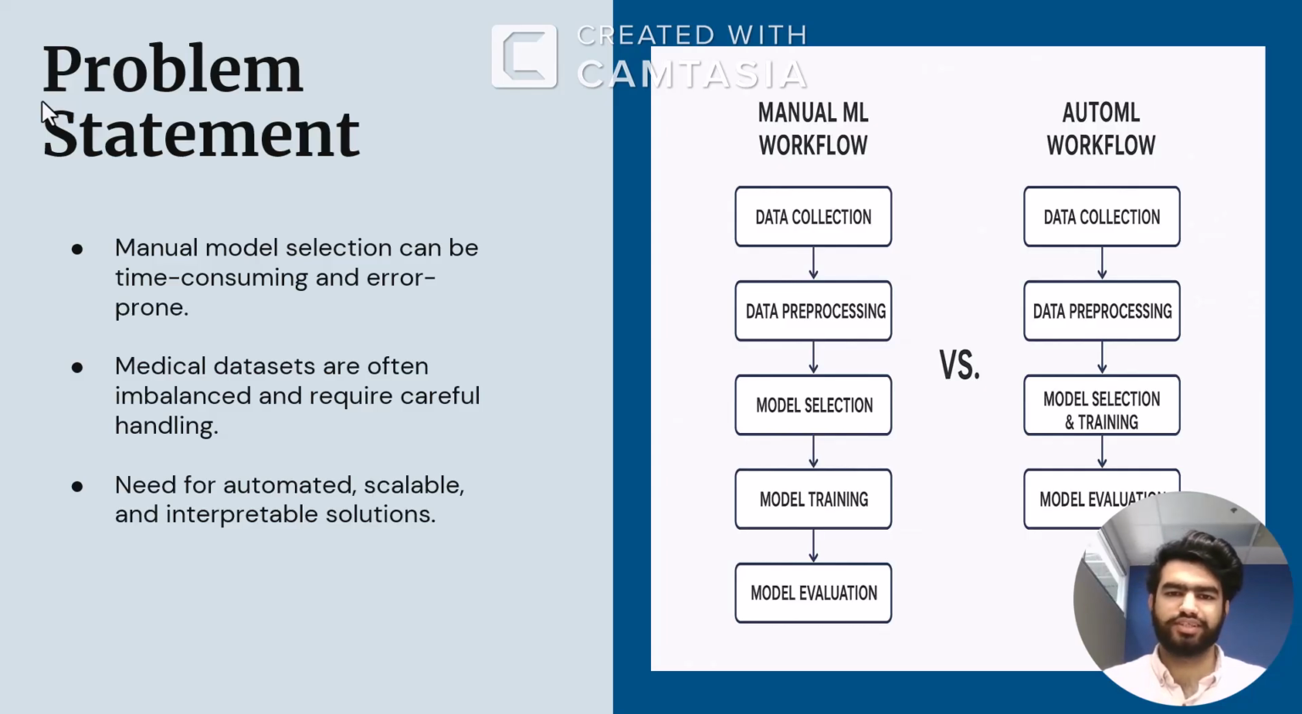In the manual workflow you can see data collection, data pre-processing, model selection, model training and model evaluation. Whereas in AutoML, data collection, data pre-processing, model selection and training are combined into one process, and then the model evaluation. So AutoML works faster as compared to the manual ML workflow.